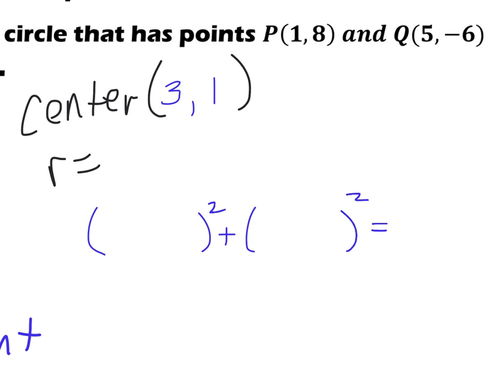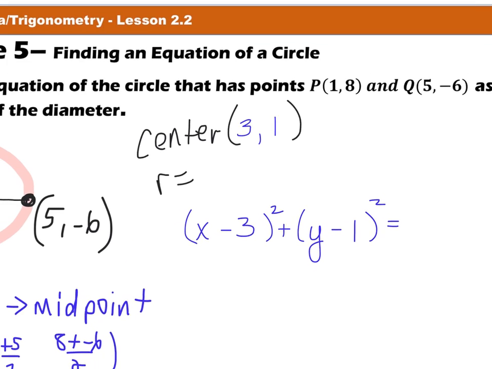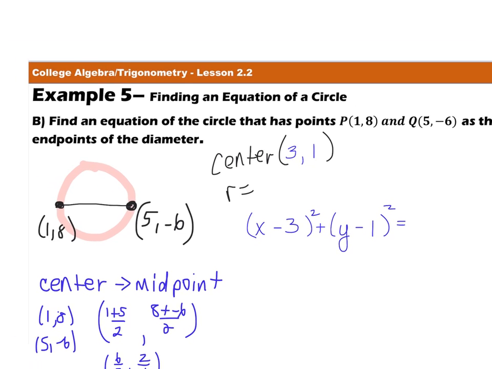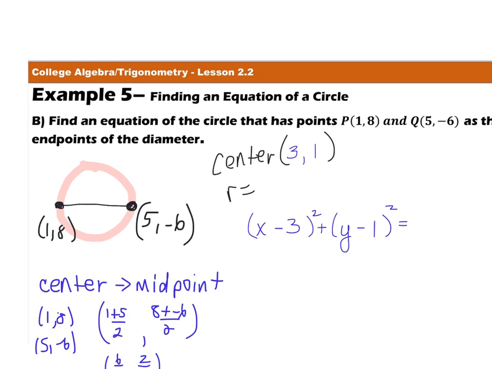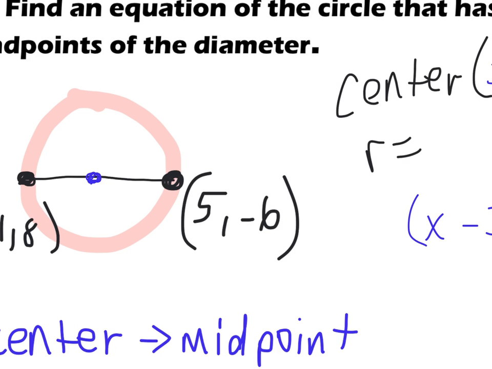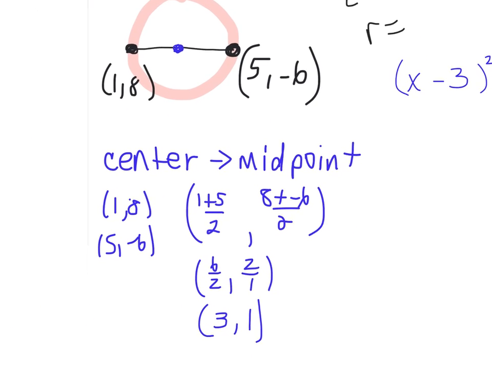What do I fill in those parentheses? x minus 3, y minus 1. Good. Now, I need to know the length of the radius. There's two things we can do here, two different ways to do it. I already know this point right here is (3, 1).